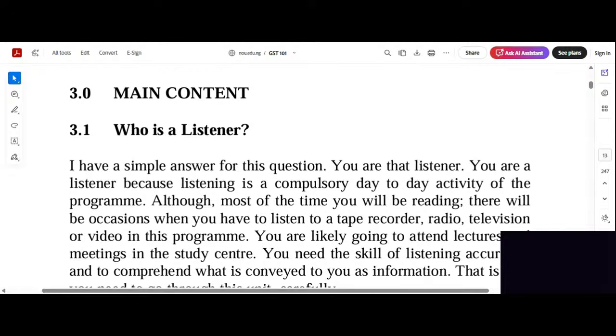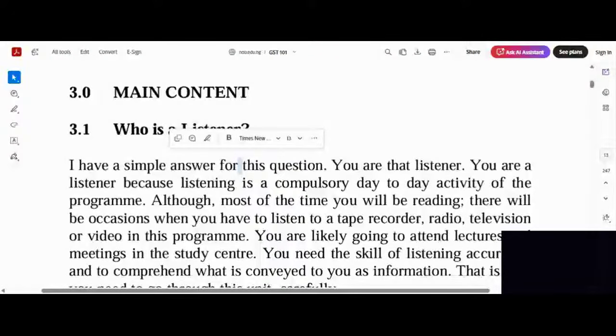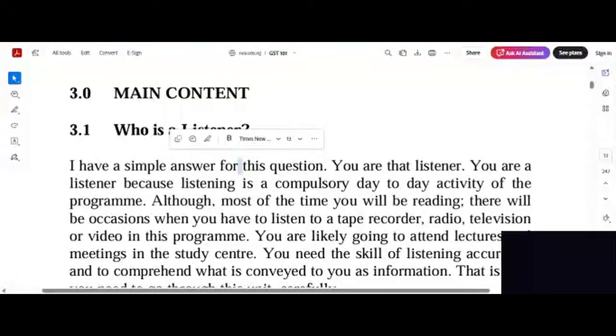Who is a listener? Before we even go into anything, let me ask you that question now. I'm asking you directly now. Assuming you've not opened this material before, someone walked up to you and randomly asked you, please, who is a listener? What will you tell the person? Let's assume someone just comes now and asks you who is a listener. Reason out or tell the person.